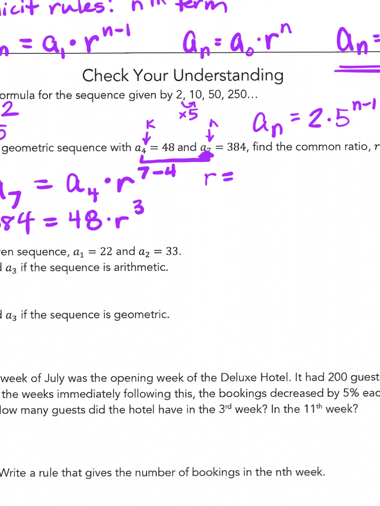What'd you figure out r was? Good. We get r cubed is equal to 8, right? So r is the cube root of 8, which is 2. Now we have to find a sub 1.